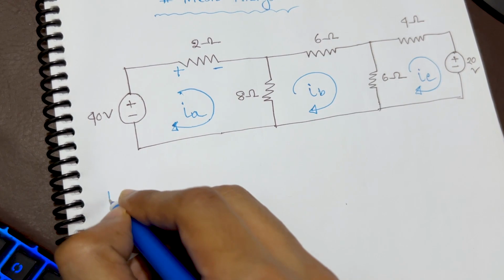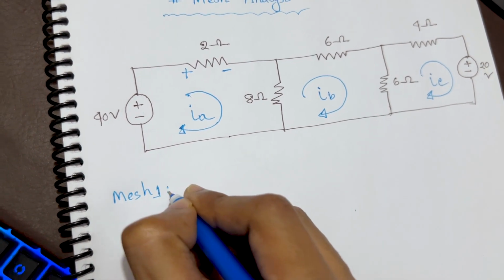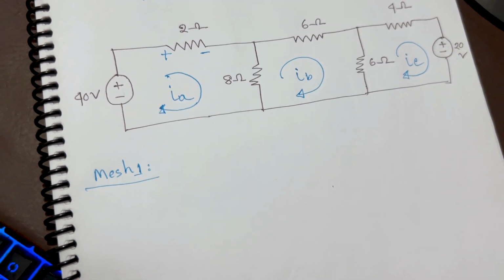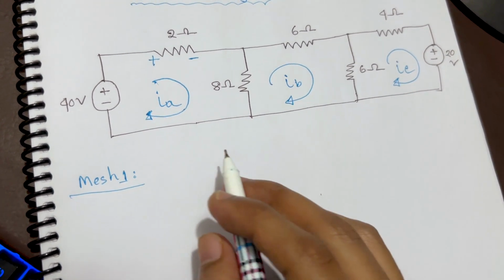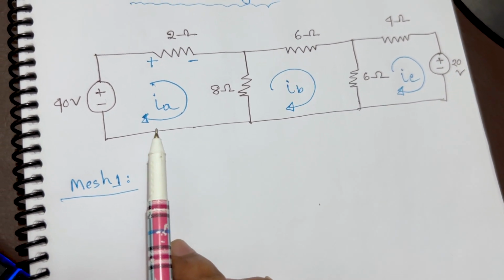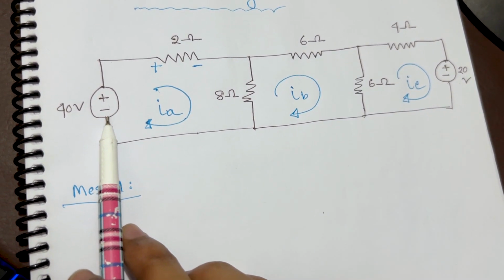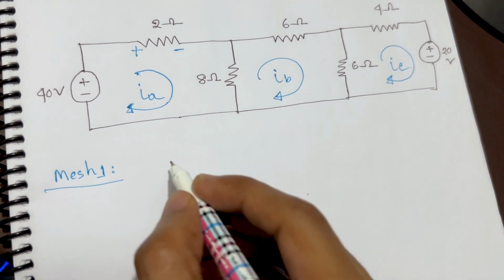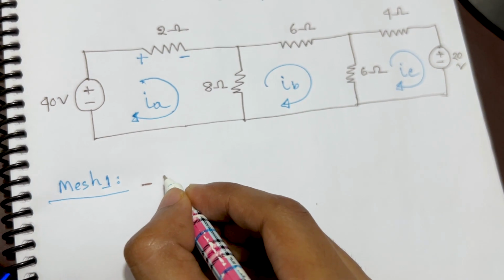In mesh 1, as you can see, this is loop 1. In loop 1, first we travel it. Current is going from there. First we are entering from the negative sign of the voltage source, so we can consider it negative 40.